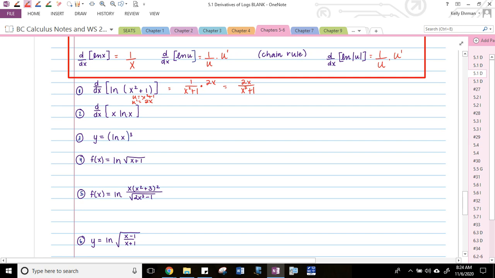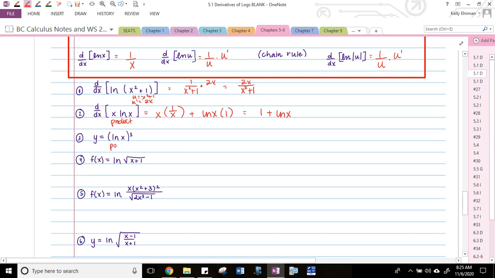The derivative of x times natural log x. Product rule. It's been a while since we had to use all these little rules here. First times derivative of the second plus second times derivative of the first. X times 1 over x is 1 plus natural log x.